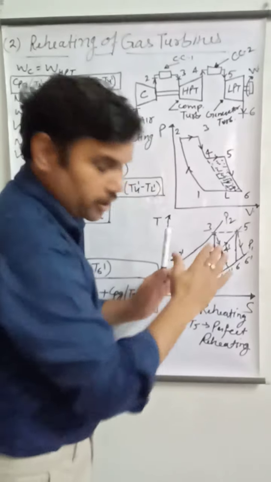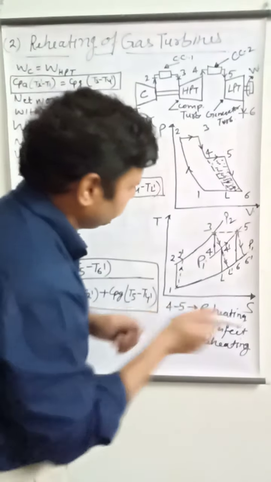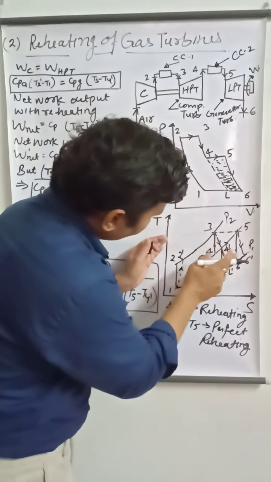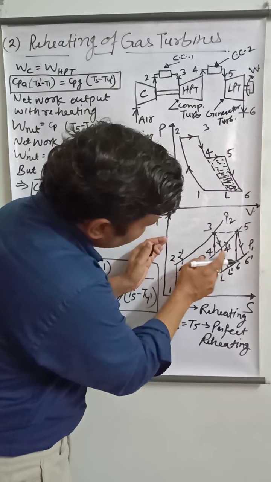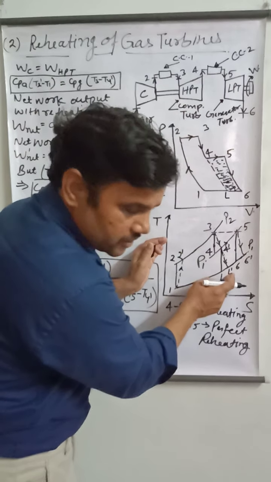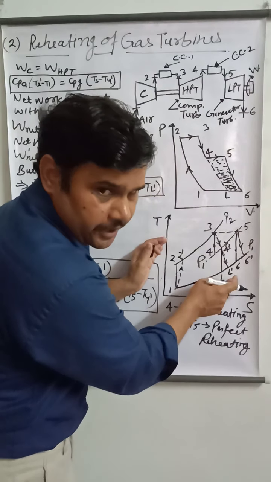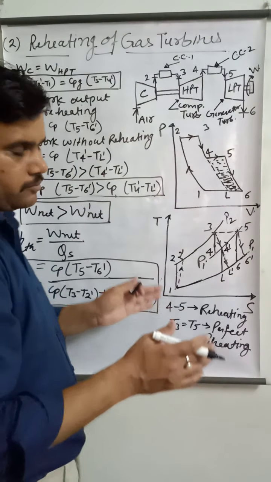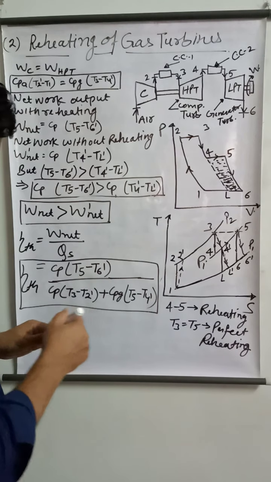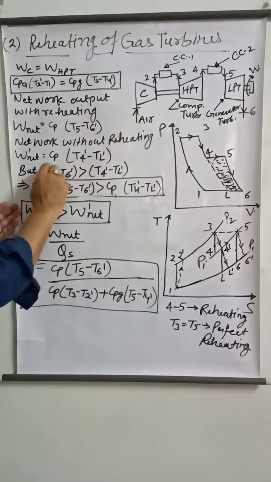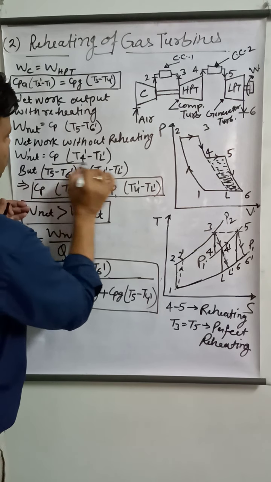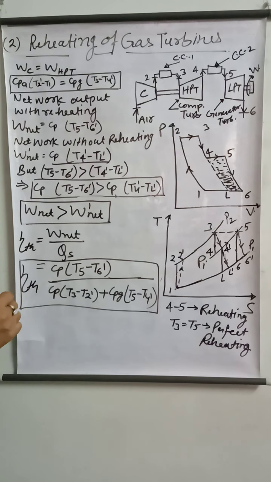If there is no reheating, then what will happen? This will again expand from 4 dash to L dash, right? 4 dash to L dash. So what is the output without reheating? That is Cp (T4 dash minus TL dash), right?